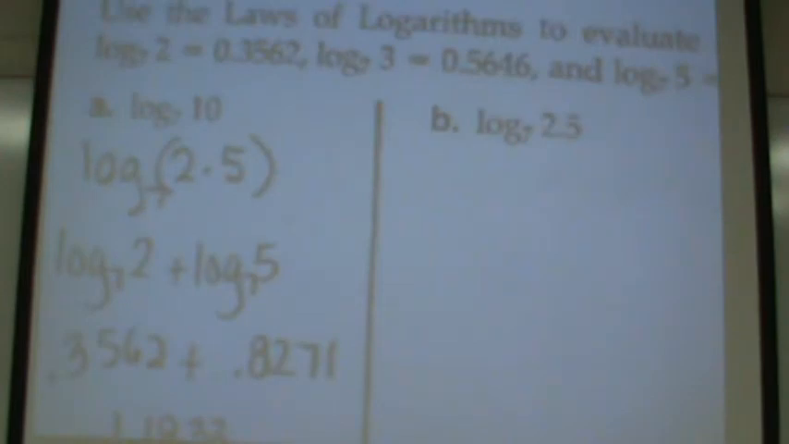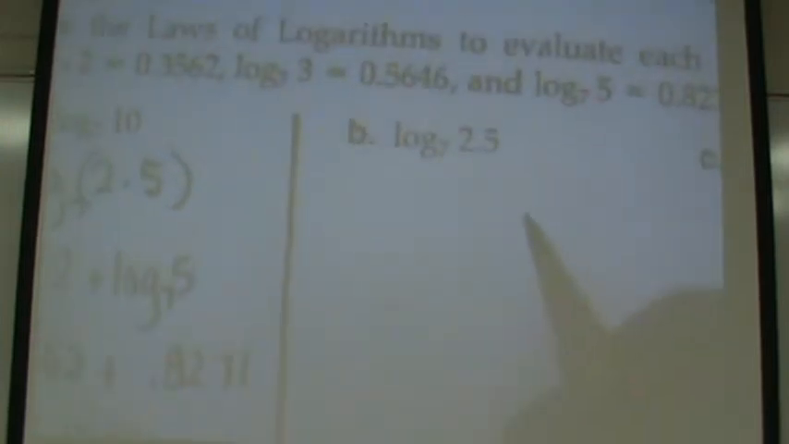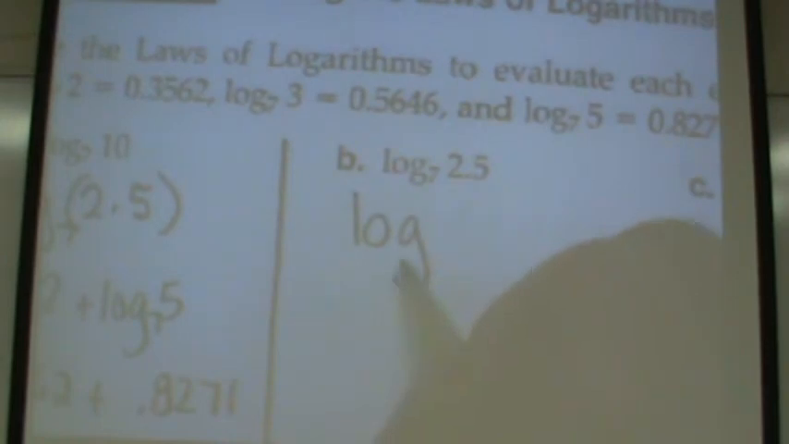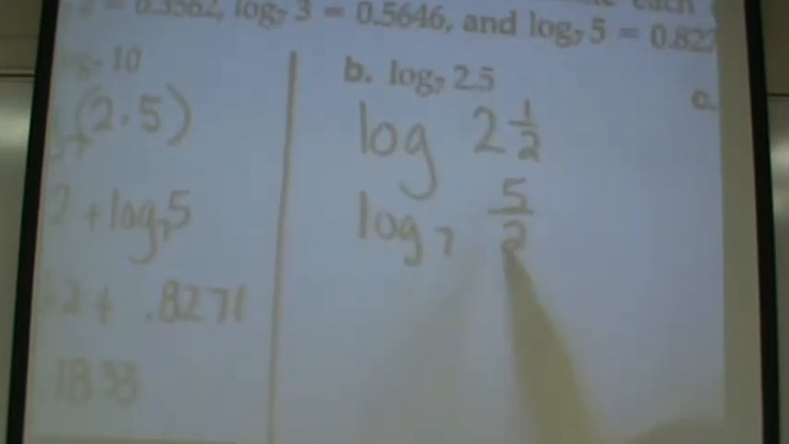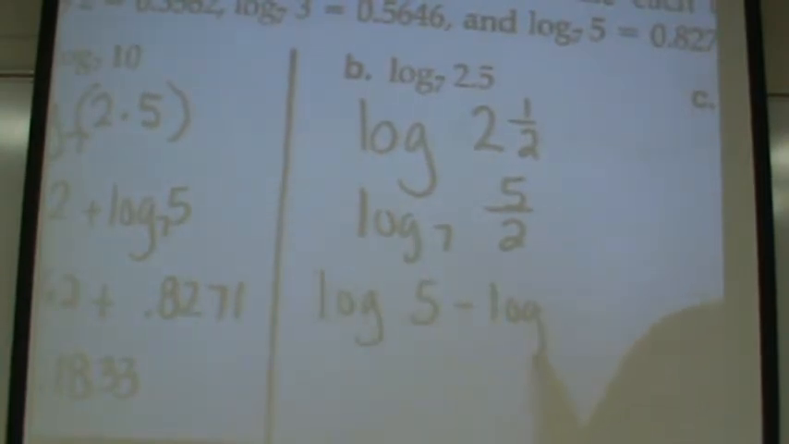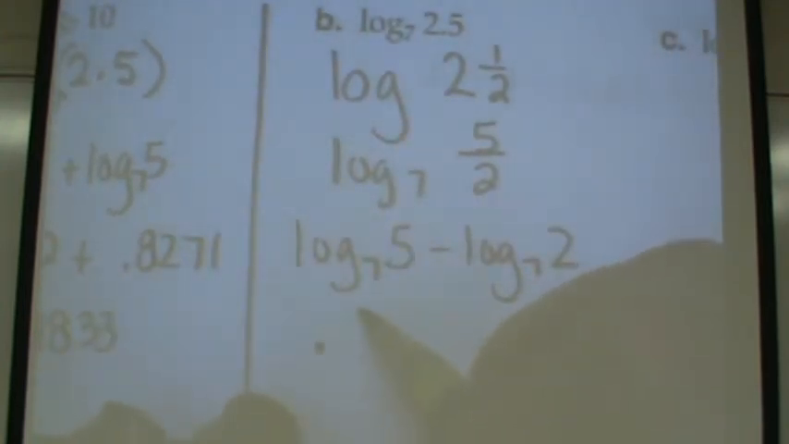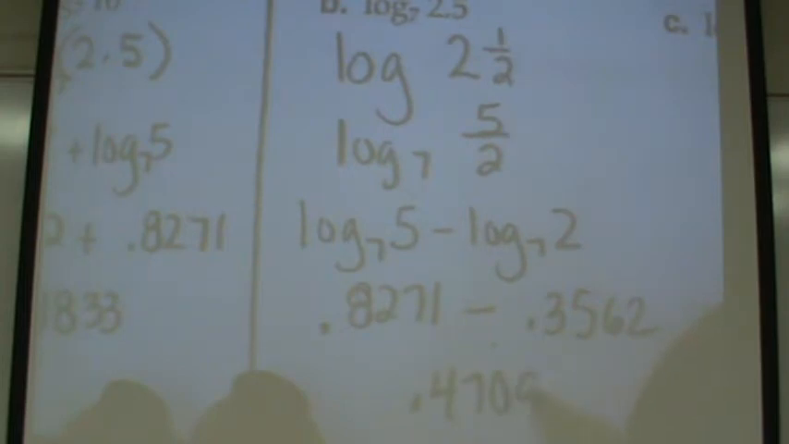2.5. I need to mess around with this number. Can I convert 2.5 to a fraction? What is 2.5 as a fraction? 2.5 or 5 halves. There you go. We've got a 5 and a 2 here. What should we do with the 5 and the 2? You're going to subtract them. The log of 5 is 0.8271, minus 0.3562. You get 0.4709.